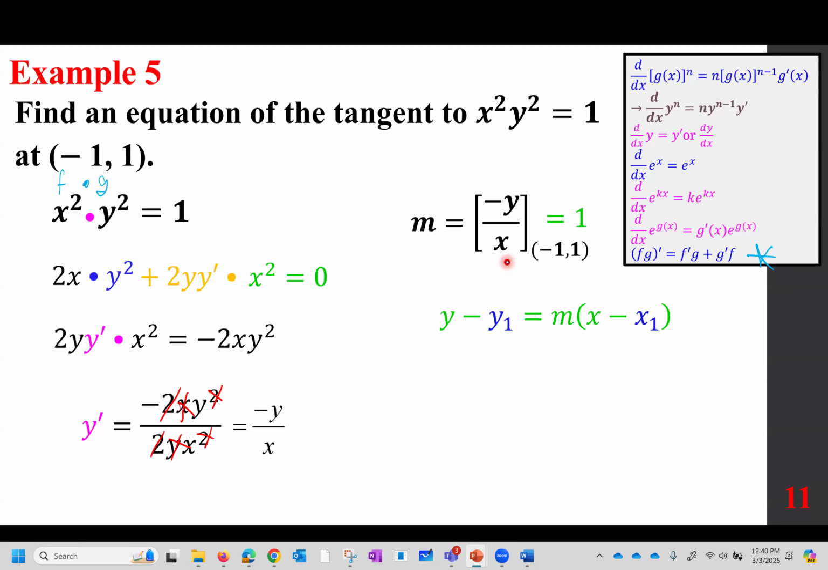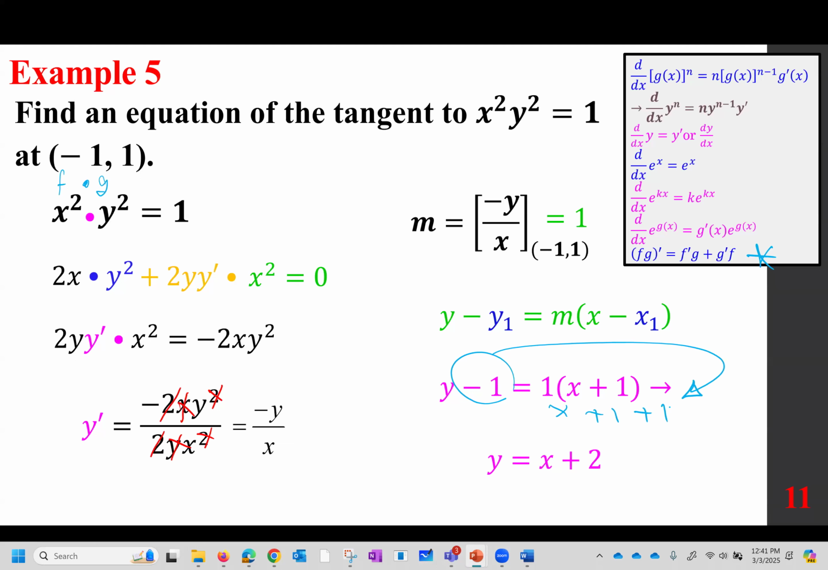Point slope, y minus y1 equals m times x minus x1, which means y minus 1 equals 1, x minus minus, that means x plus 1. We get x plus 1. We move the negative 1. And the final answer is y equals x plus 2.